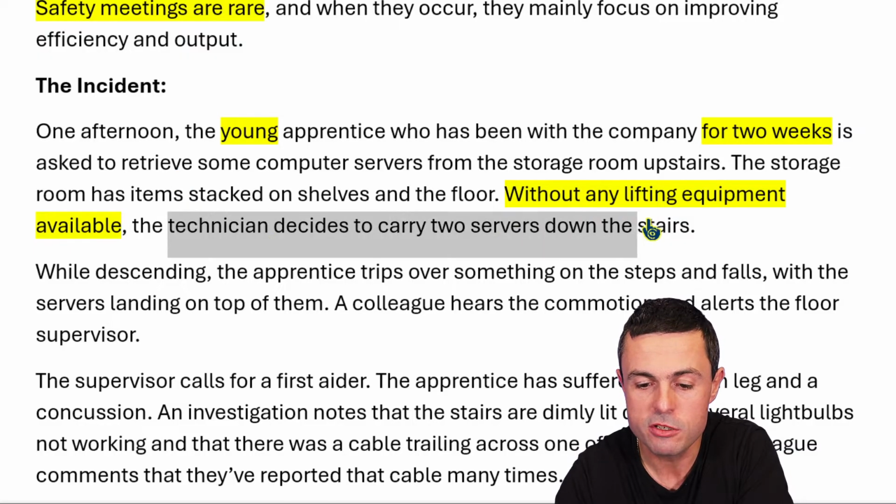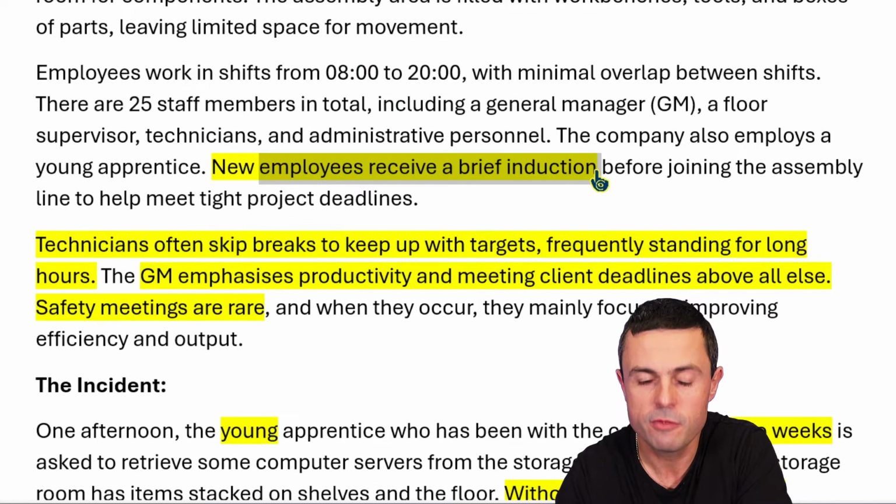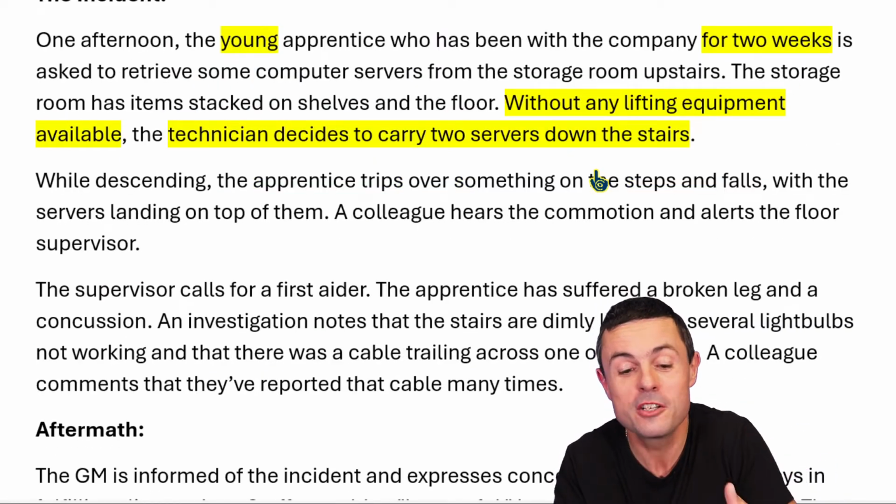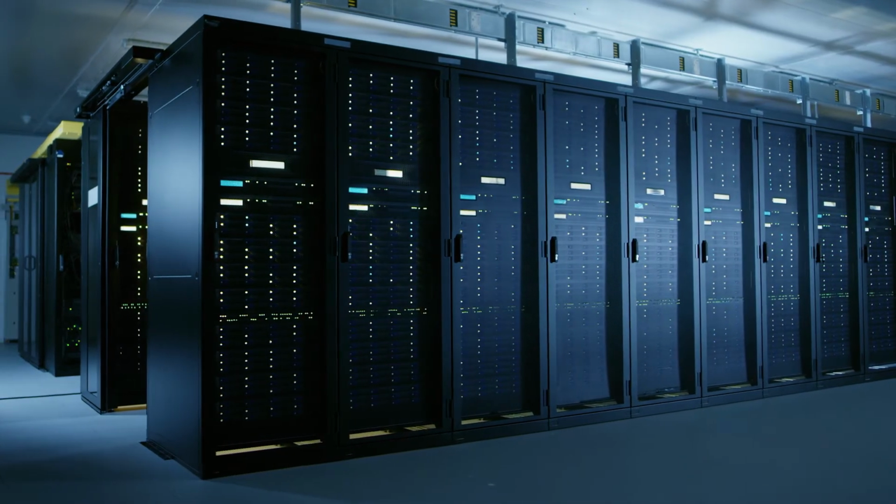The technician decides to carry 2 servers down the stairs. If they'd received more than just a brief induction, if they'd been told, don't carry things that are too heavy for you, don't carry things down the stairs, if they'd had a more thorough induction course, maybe they wouldn't have done that. Maybe had they been provided with what type of training? Manual handling training. Yes, maybe. Now it doesn't mention manual handling training in the scenario, but you could infer from this that they probably haven't received any, and had they received that training, they would have known better than to try and carry 2 big computer servers down the stairs by themselves.